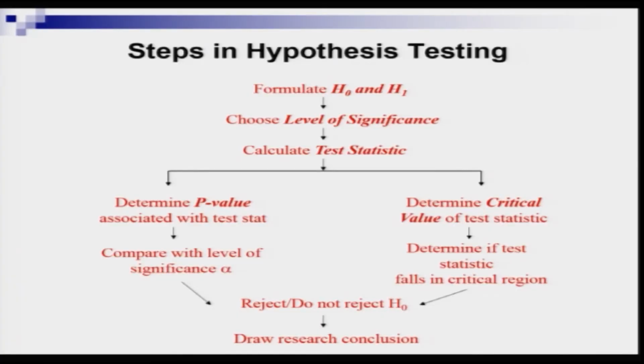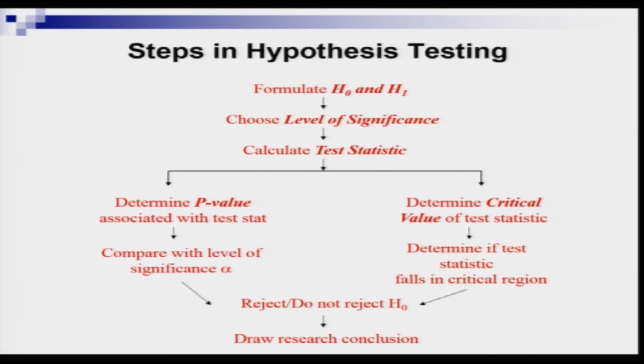Now, in this slide I am going to show you the 5 steps of conducting a hypothesis test. You begin by formulating your null and alternative hypotheses in a clever way, so that you can draw meaningful conclusions. Then you choose the level of significance, then you calculate a test statistic, and then step 4 you can do in 2 ways: one is called the p value approach, the other is called the traditional approach.